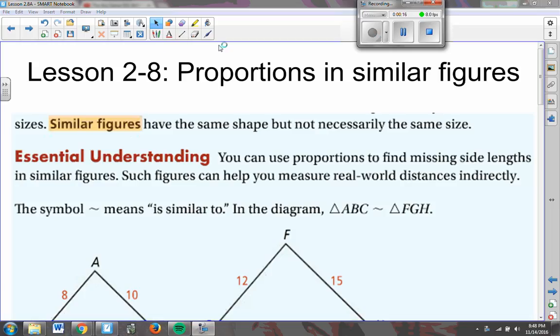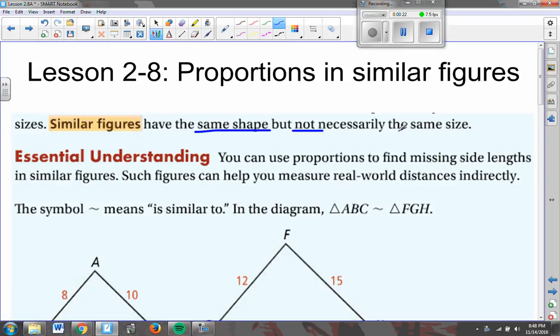Now, similar figures are two figures that have the same exact shape, but they are not the same size. They're not the same size, meaning one is bigger than the other, but they are exactly the same shape. One is just a blown up version or a shrunk down version of the other. When we see two figures that are similar, their side lengths always make a proportion.